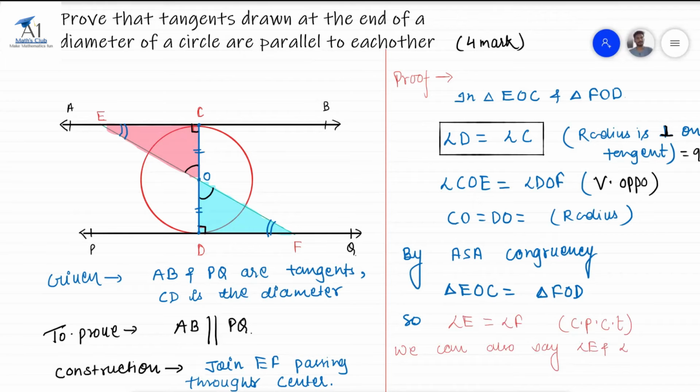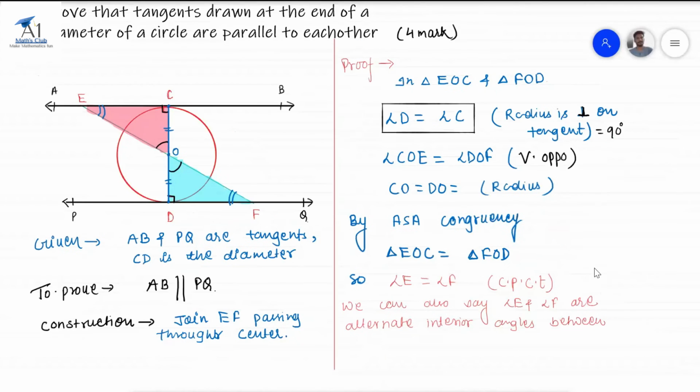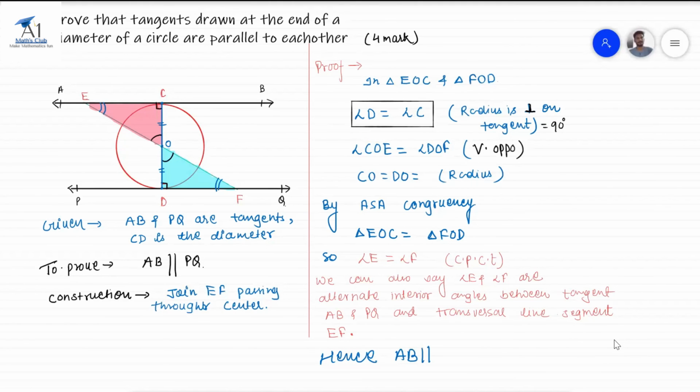Angle E and angle F are alternate interior angles between AB and PQ as well as transversal EF, between tangent AB and PQ, and the transversal line segment EF. So AB is parallel to PQ. Hence proved.